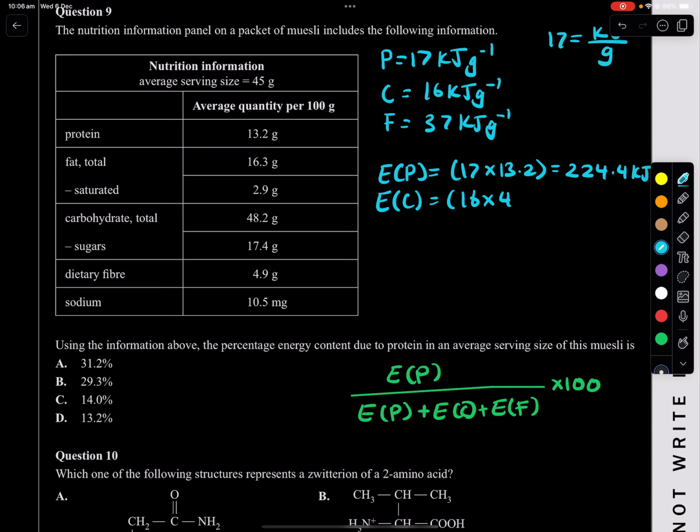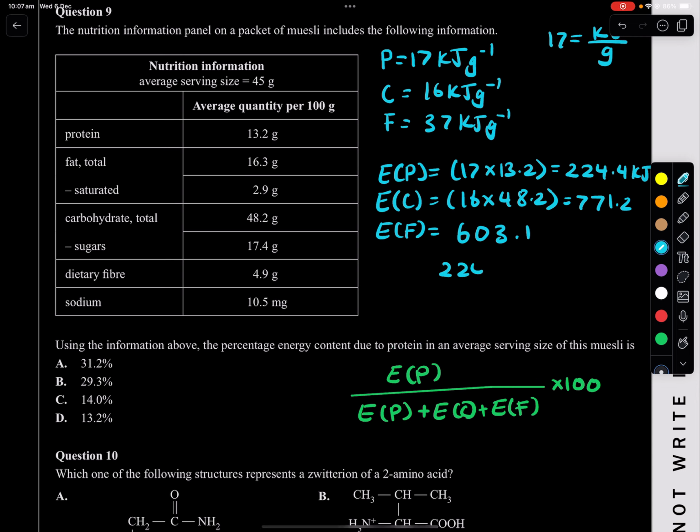The energy of the carbs is going to be 16 times how much carbs we have, which in total is 48.2. So 16 times 48.2 gives us 771.2. And what about the energy of fats? Remember, all of these are in kilojoules. The energy of fats is 37 times how much fat we have, which in total is 16.3. That gives us 603.1.